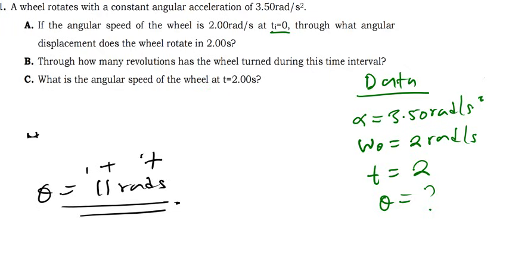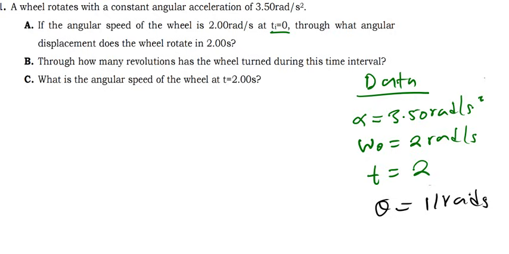Let's talk about B. Through how many revolutions? Now we have got theta. Theta is equal to 11 rad. Through how many revolutions has the wheel turned during this time interval? What did I say about revolution? I said the revolution is the same as what?